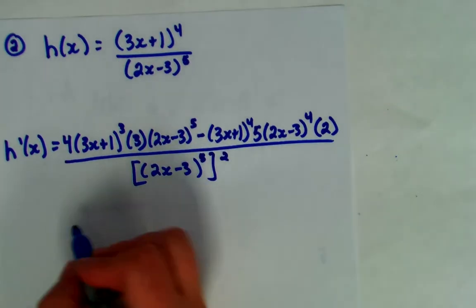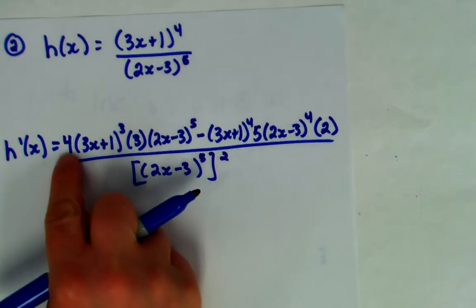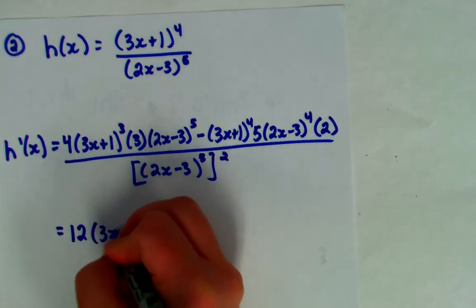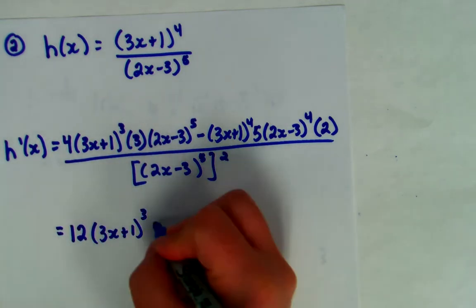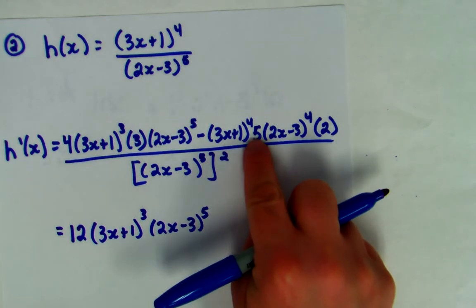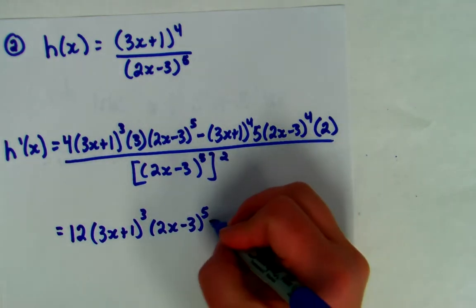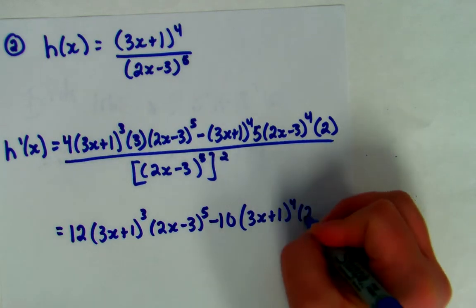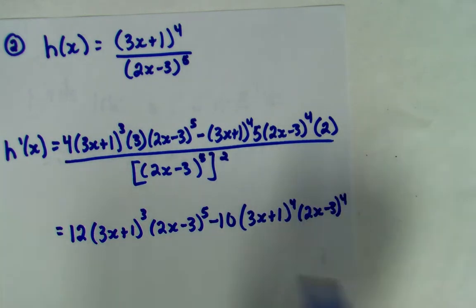Before I start to factor, I'm going to do a little bit of cleaning up. I'm going to multiply the 4 and the 3 together in this part to get 12. Then I have (3x + 1) to the 3 and (2x - 3) to the 5. Over here, I'm going to multiply the 5 and the 2 together to get 10. And I have (3x + 1) to the 4 and (2x - 3) also to the 4.